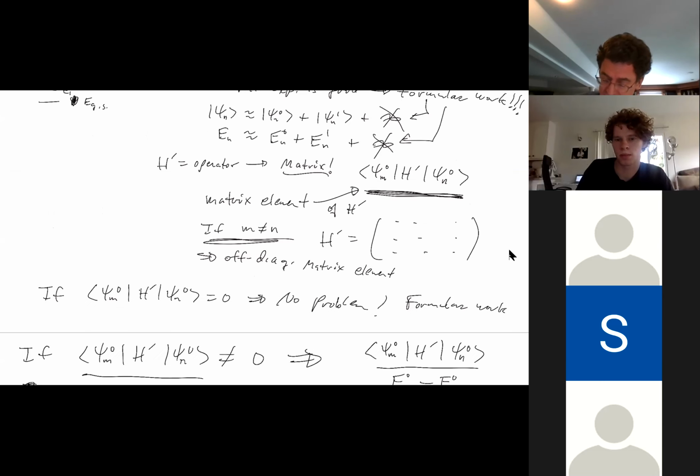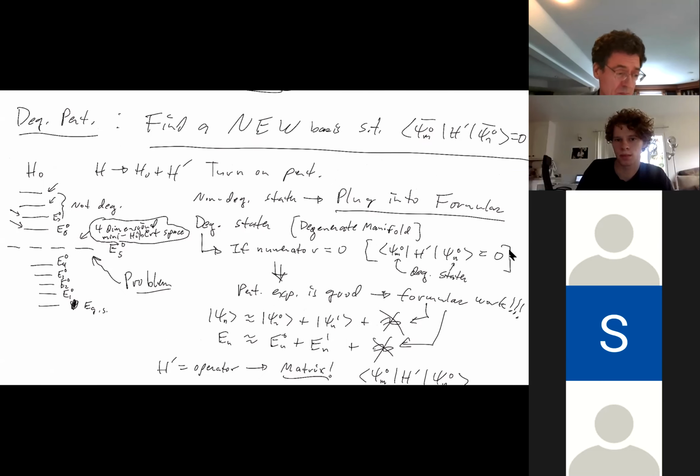Before I say the answer, let's look back at the problem, because I want you to see the key to degenerate perturbation theory. There's something really simple here. Maybe I'm using a lot of new words and it's quite complicated, but there's something really simple at the heart of it. I want you to look at this example that I gave you.